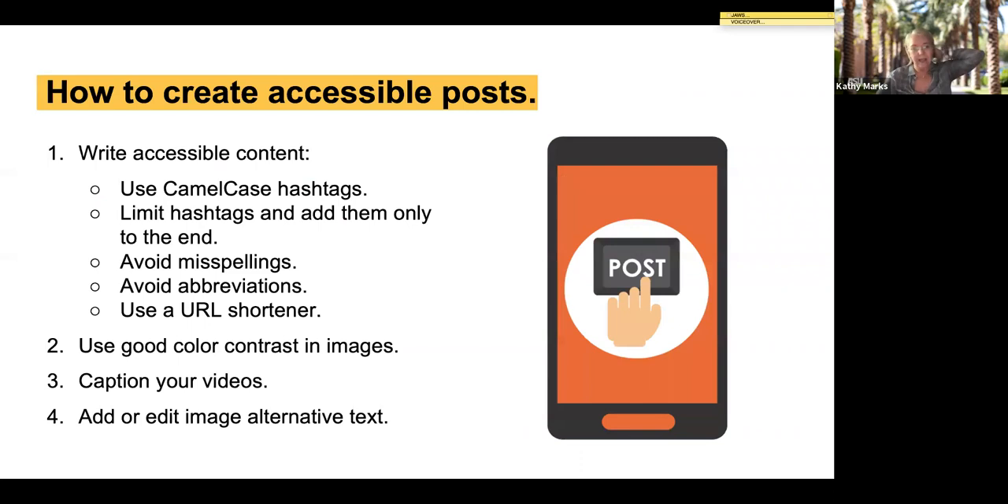So another and perhaps even more important way to make your social media more accessible is to create accessible posts. Here are 4 major ways you can improve the accessibility of your content. Write accessible content. Use camel case hashtags. Limit hashtags and add them only to the end. Avoid misspellings. Avoid abbreviations. Use a URL shortener. Use good color contrast in images. Caption your videos. Add or edit image alternative text. Let's go over these one by one in a little more detail.